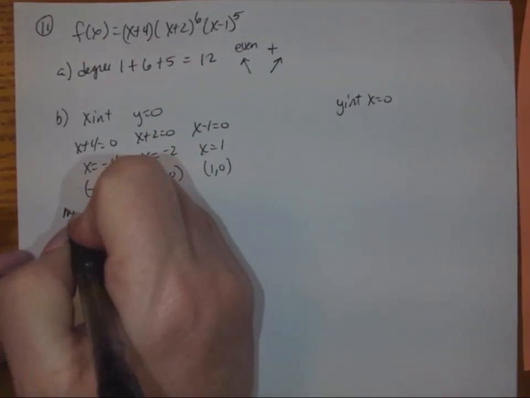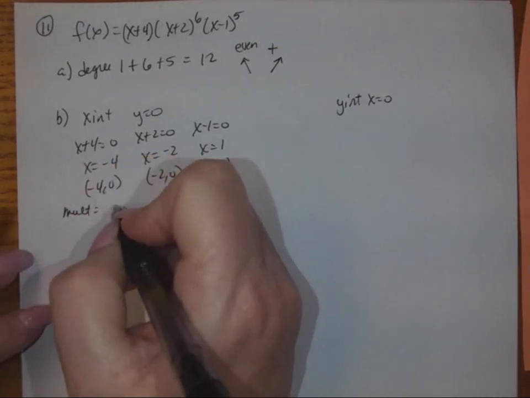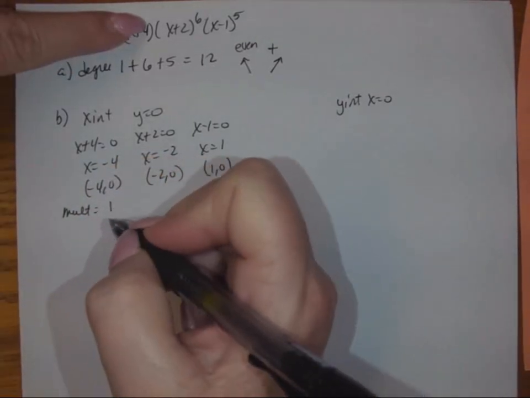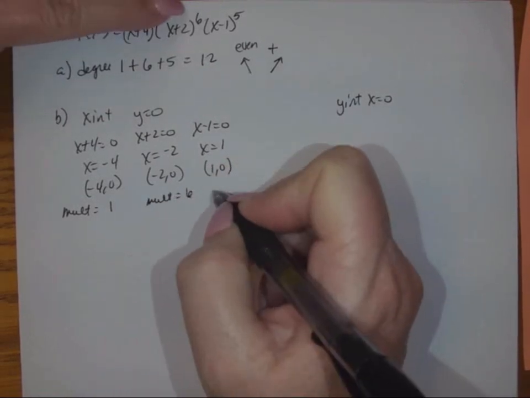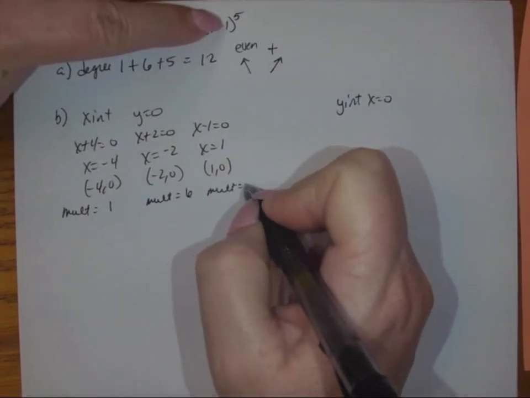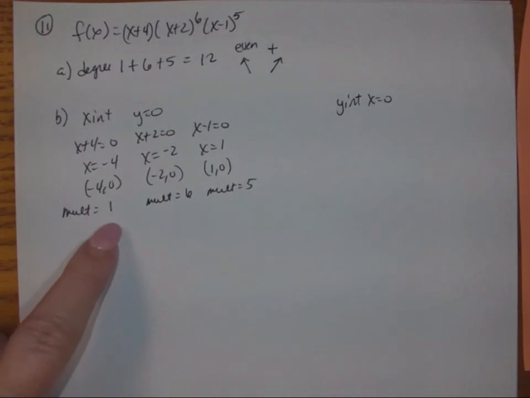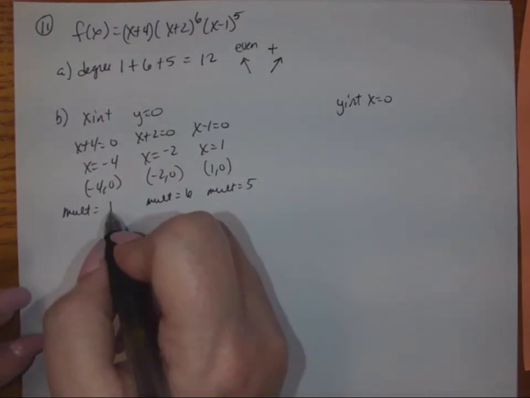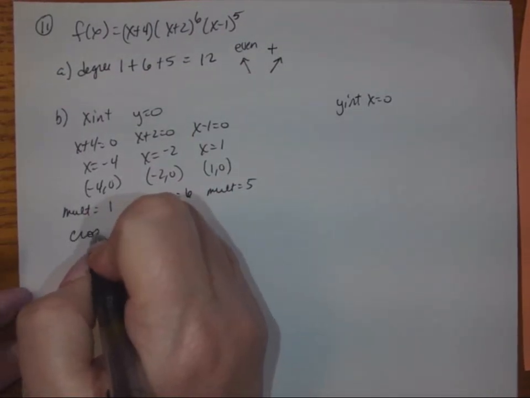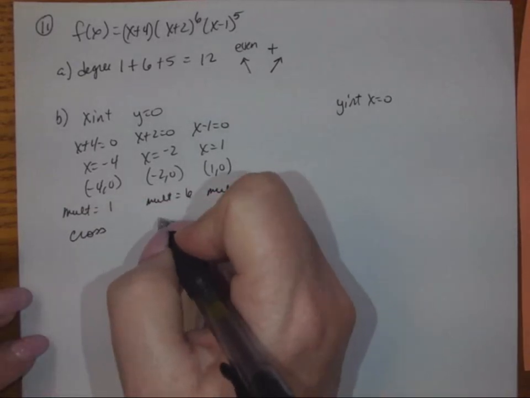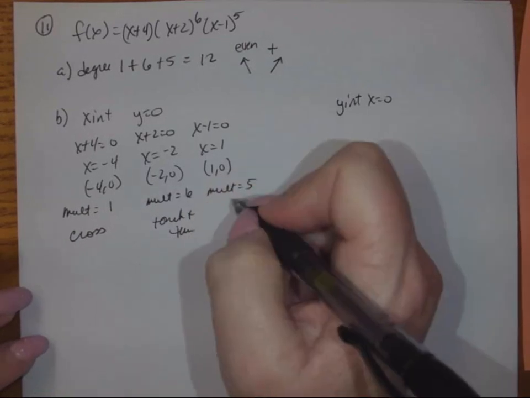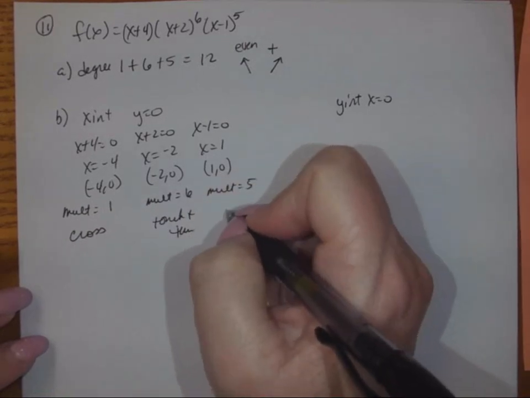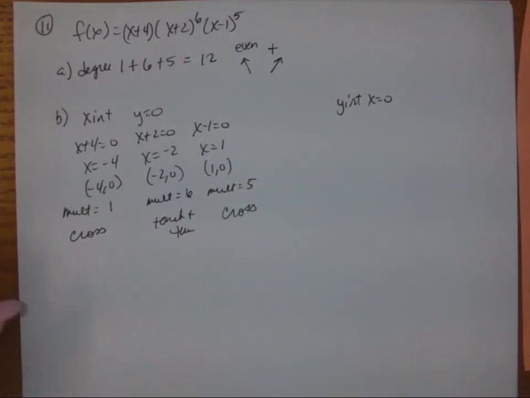So the multiplicity for this one was 1. On this one, the multiplicity is equal to 6. And here the multiplicity is equal to 5. We care if it's an odd or an even number. With odd, we know it will cross. For even, we know it will touch and turn on the x-axis. And for odd, again, it's going to cross the x-axis.